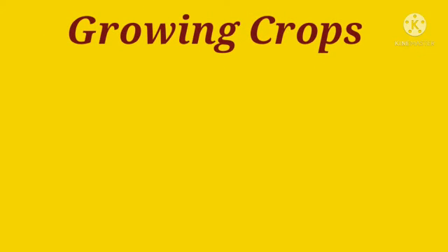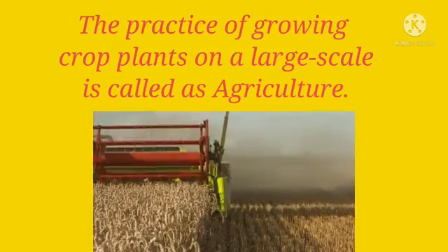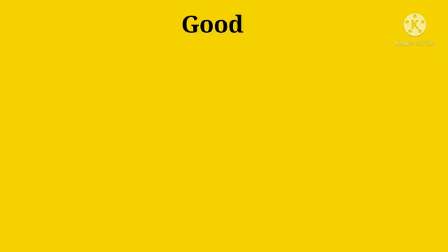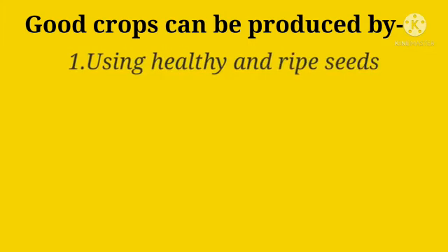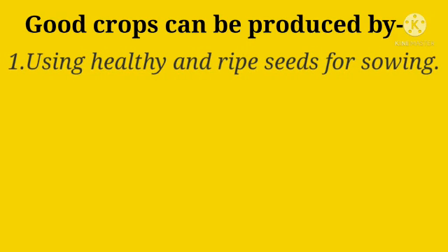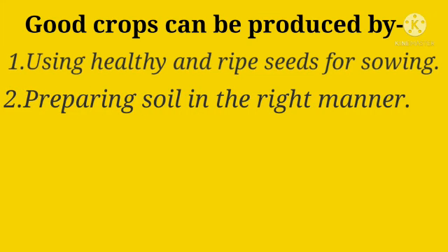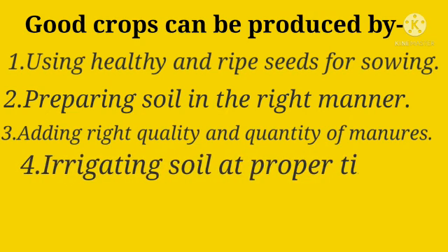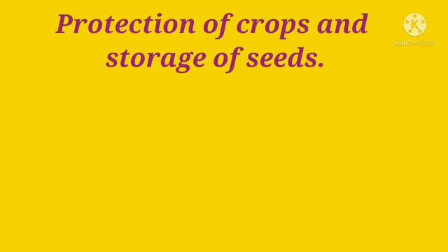Now, growing crops. The practice of growing crop plants on a large scale is called agriculture. Good crops can be produced by using healthy and rare seeds for sowing, preparing soil in the right manner, adding the right quantity and quality of manure, irrigating soil at a proper time, protection of crops and storage of seed.